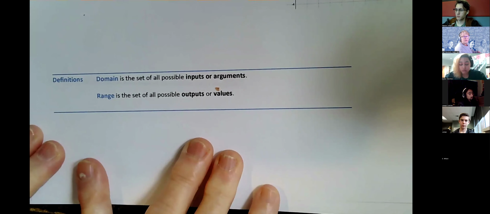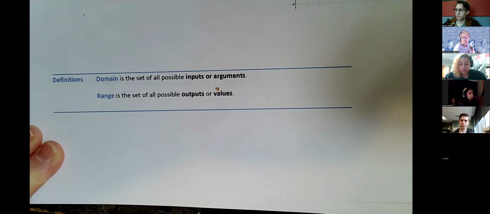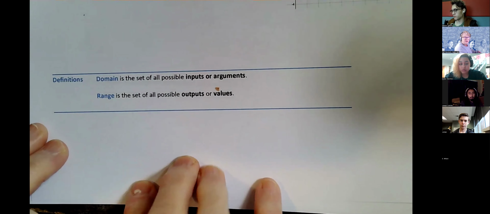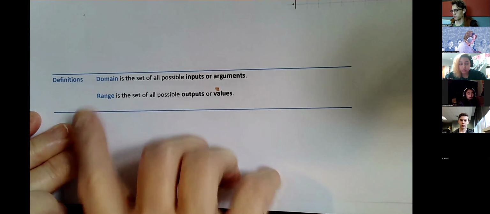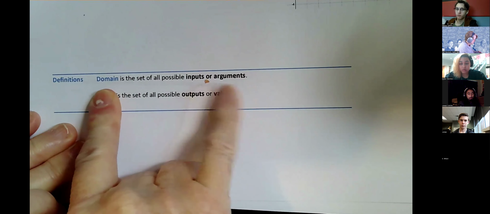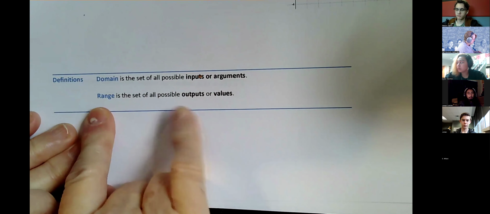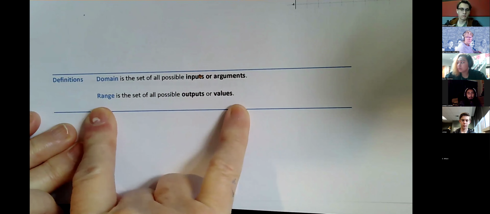Domain. You can have domains with relations and with functions, but most of the time we're going to think of a domain as something going with a function. And it's all the possible inputs. The range is all the resulting outputs.